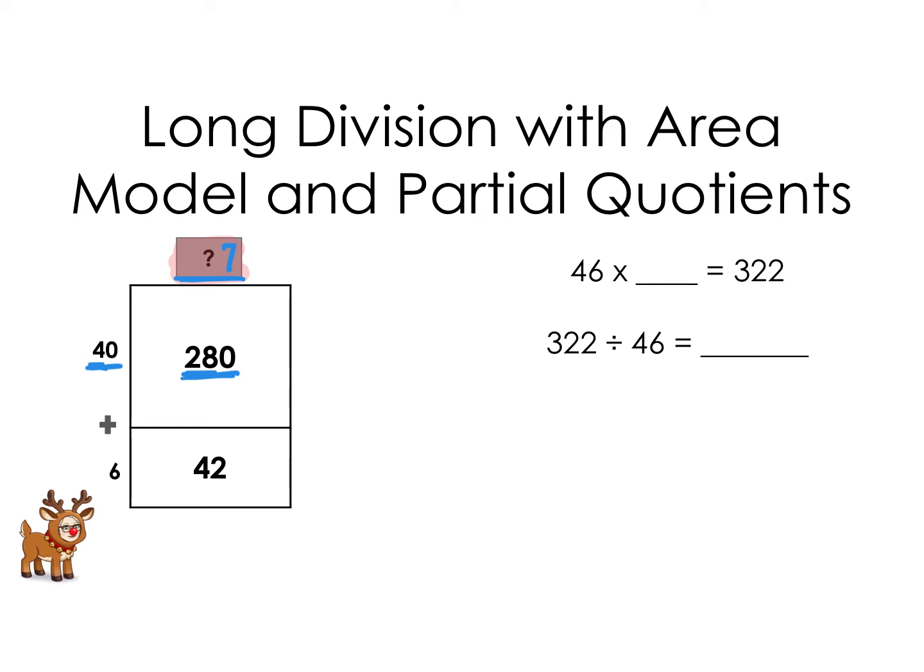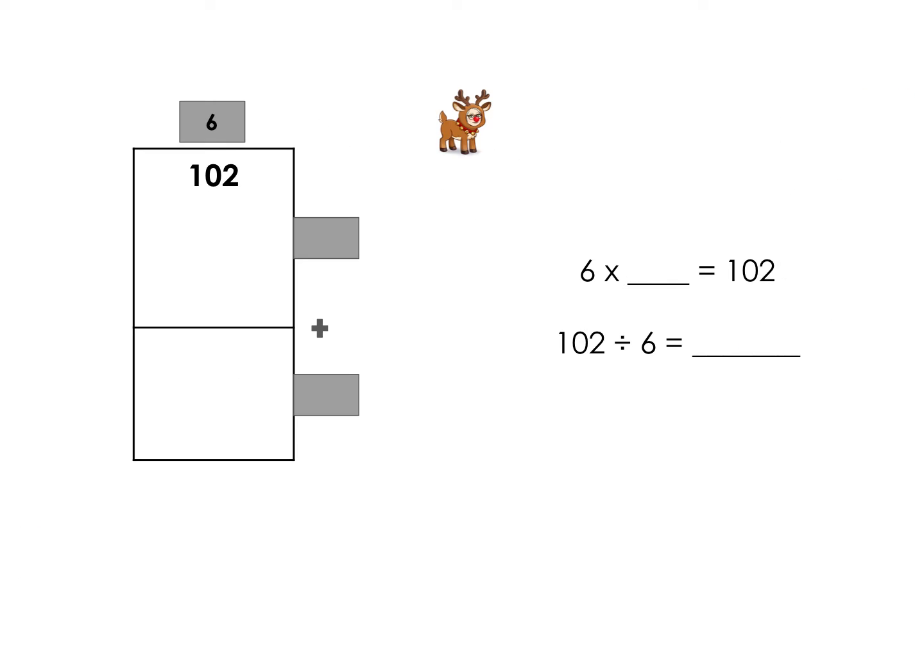We can also confirm this by saying, well, is 6 times 7 42? And that is correct. So now we look at this and we can say, well, 46 times 7 is 322, but it's also a division problem. 322 divided by 46 is 7. Well, let's take a look at our next.